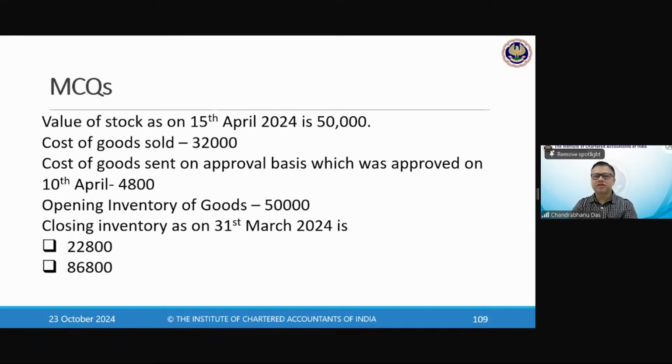I'm waiting for 3 more minutes to find any answer. Yes, Chaitanya. Sir, same answer, 22,800. So Chaitanya and Ashika have the same answer. We'll be waiting for some others for 3 minutes and we'll solve it.